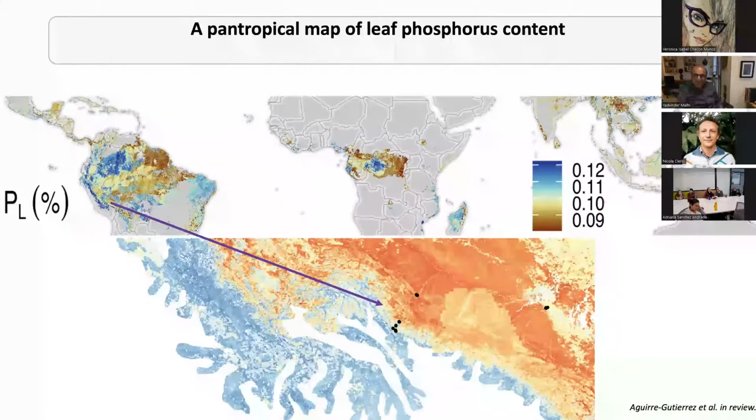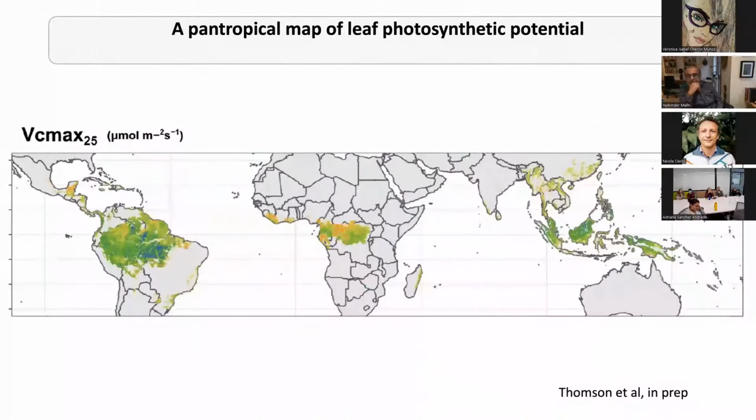But for the first time, we can start mapping traits at a pantropical level that can ultimately inform our ecosystem models. So we're not treating the tropics as this homogeneous green sameness, but actually start getting some of that spatial variation in tropical forest function into our models. And here's another one. This is leaf photosynthetic traits, Vcmax, the leaf carboxylation rate. And again, we're seeing interesting variations and patterns across the tropics.